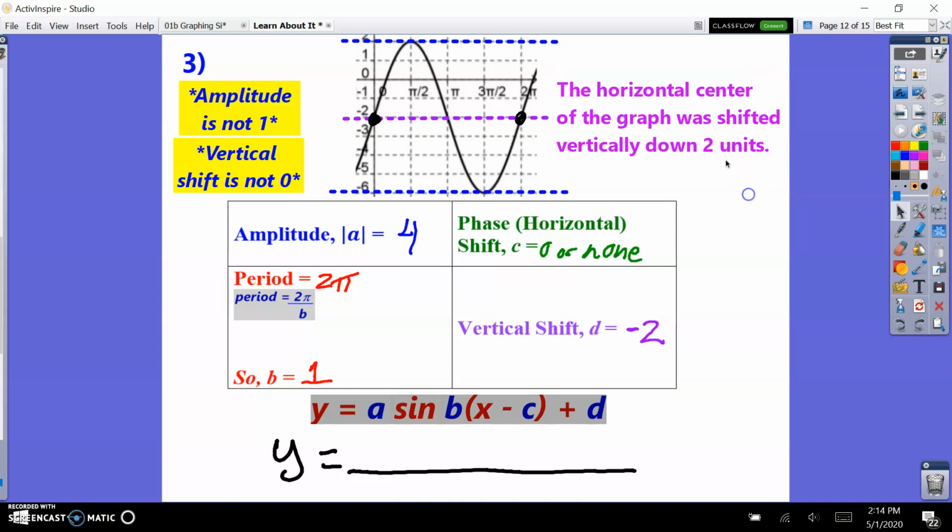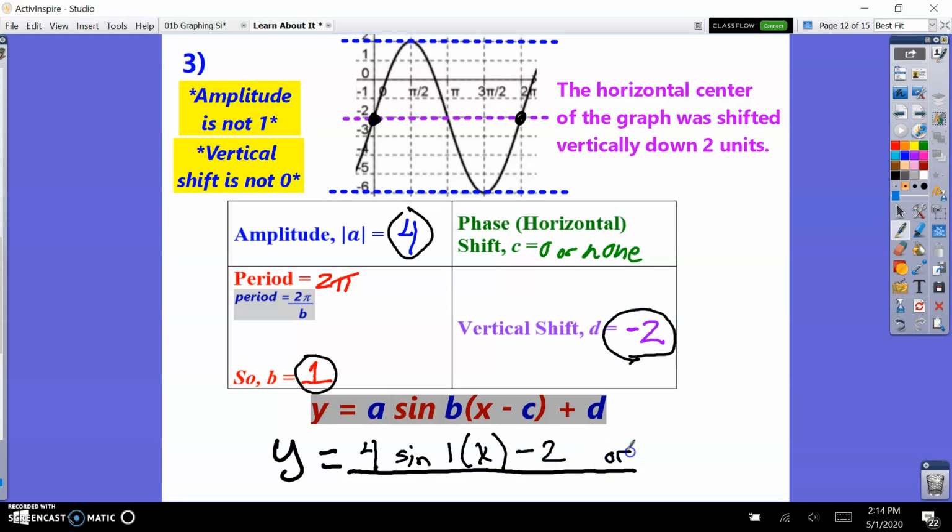And we have our horizontal center that was shifted, which tells us that we have a vertical shift as well. So we already discussed those bits and pieces in the previous video. So our amplitude is 4, so I'm going to put that in. We have sine. Our b is 1 again. Our horizontal shift, there isn't one, so c is 0. And our vertical shift is down 2, so minus 2.